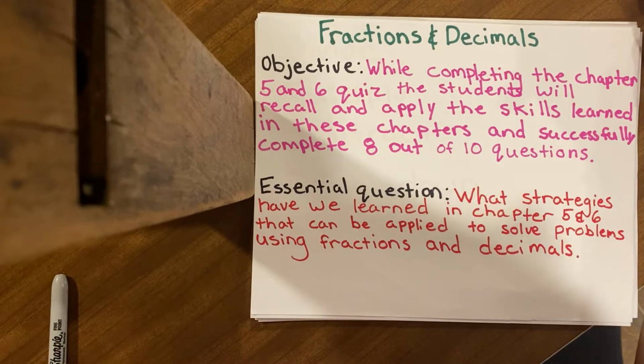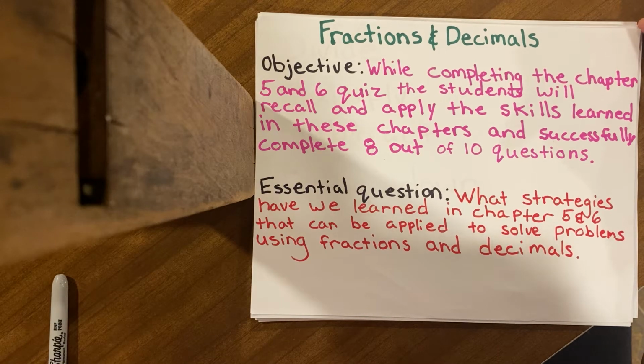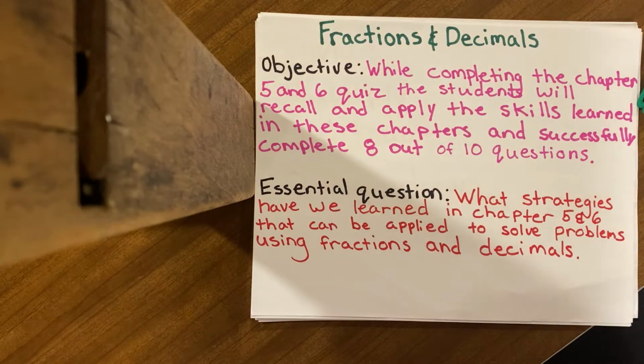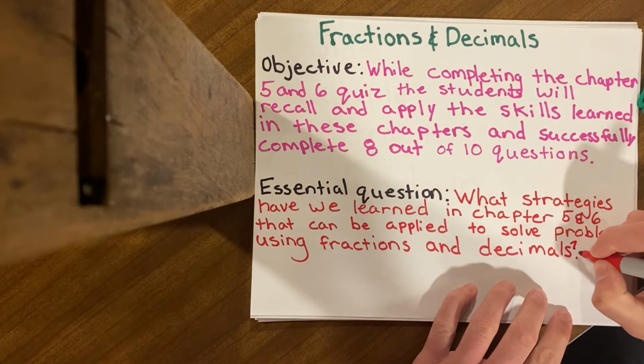Today we're going to be going over fractions and decimals, and our objective for today is, while completing the Chapter 5 and 6 quiz, the students will recall and apply the skills learned in these chapters and successfully complete 8 out of 10 questions. Our central question for today is, which strategies have we learned in Chapters 5 and 6 that can be applied to solve problems using fractions and decimals?